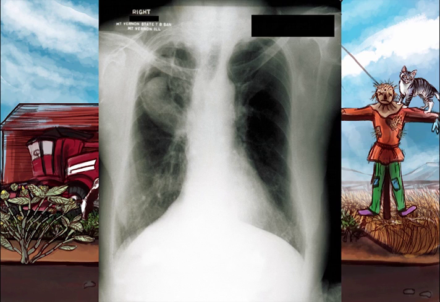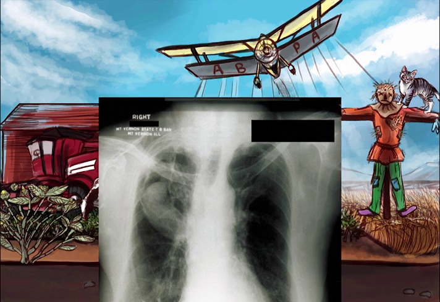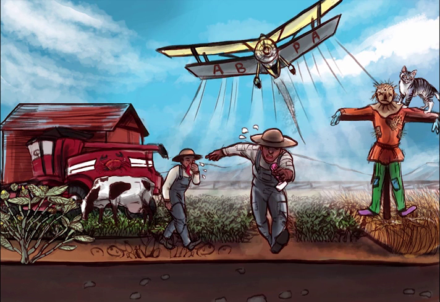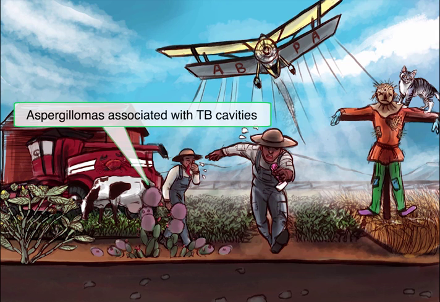People who are susceptible to this type of infection are those who may already have cavities in their lungs. So think of people maybe with TB or with Klebsiella. So let's draw a cactus right here on the left. And recognize this cactus? That's right, it was in our TB video, and it's supposed to help remind you of the association of aspergillomas with TB cavities.